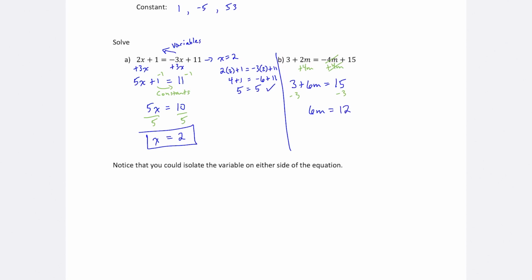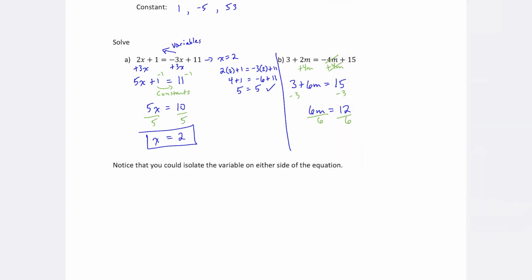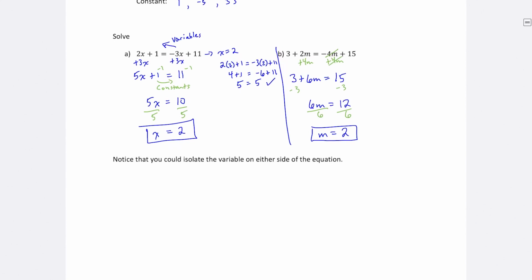As before, we want to isolate the unknown, which is m. So m is being multiplied by 6. So the opposite of that is dividing by 6. And we're left with 6m over 6, which is equal to m, and 12 divided by 6, which is equal to 2. And by the way, not all answers will be 2 in our work. These two examples do give us those answers.